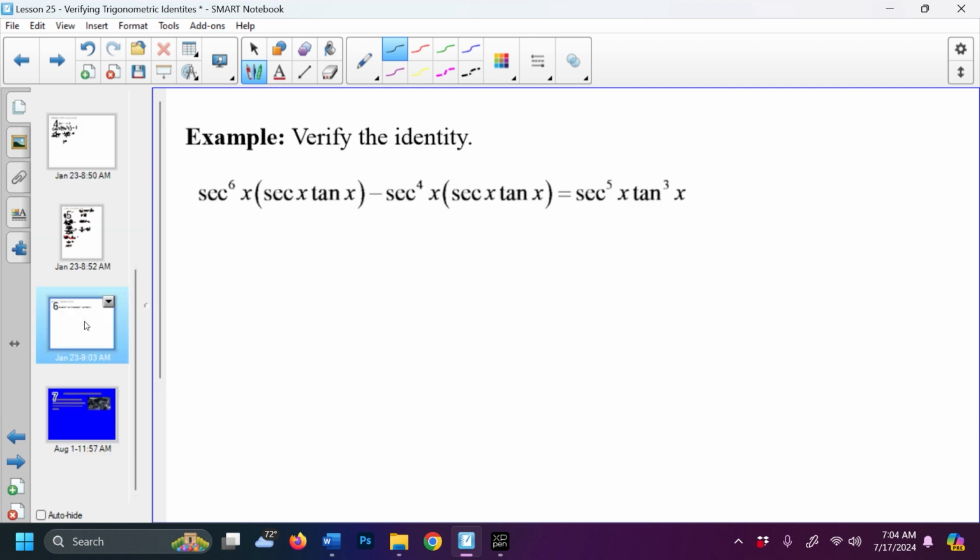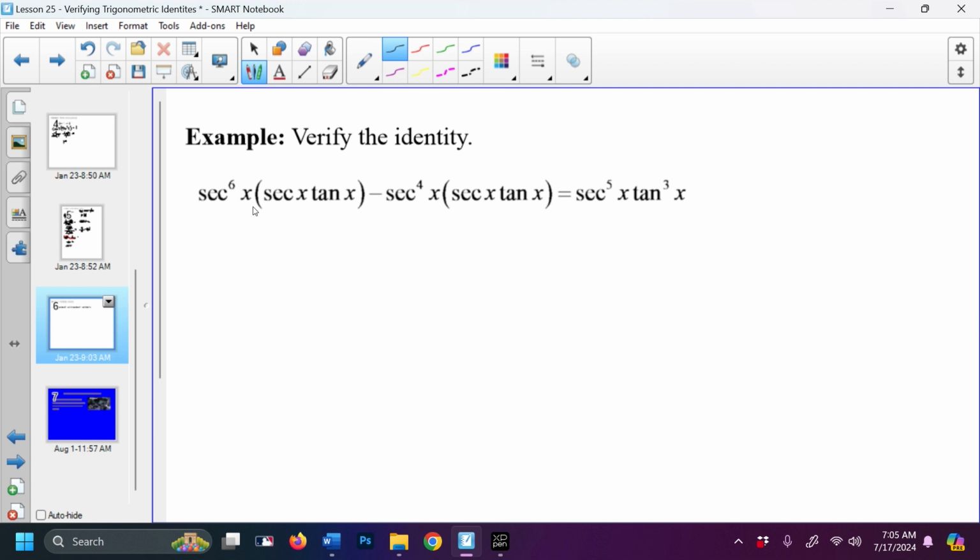Last example, it says verify the identity. Now we've got a lot of these secant to a power, secant to a power, another secant to an odd power, a tangent to an odd power. So I've got a lot of stuff going on here. And since I have even power, you might think that it's a good idea to start looking at your Pythagorean identities. And that may work, but I've already done one that uses a Pythagorean identity.